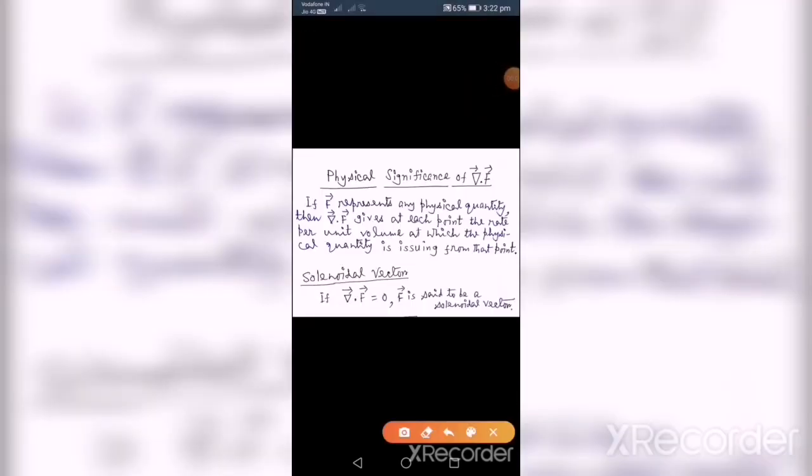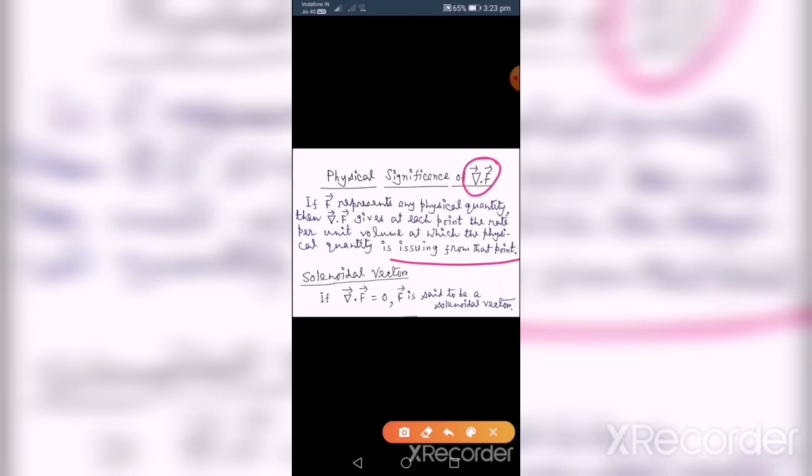Significance of del dot f, that is, the divergence of f. In general, if f represents any physical quantity, then del dot f gives at each point the rate per unit volume at which the physical quantity is issuing from that point.